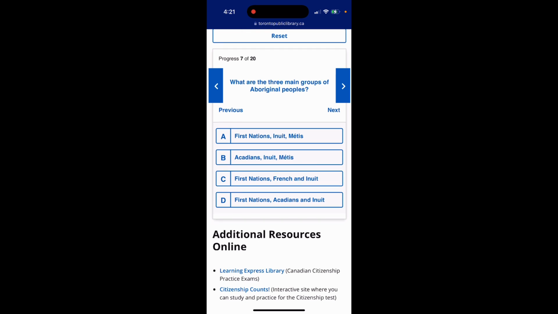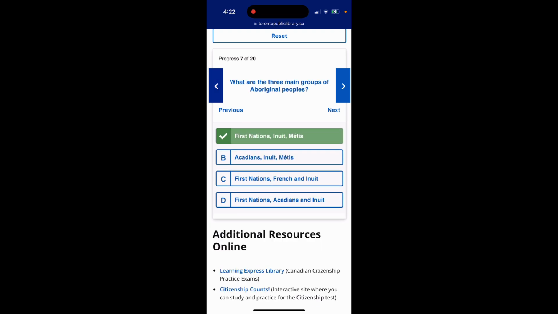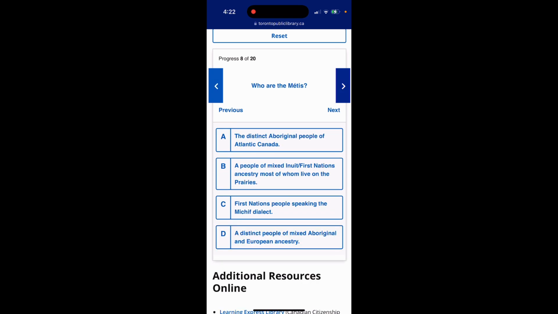Question 7. What are the 3 main groups of Aboriginal peoples? Option A, First Nations, Inuit, Métis. Option B, Acadians, Inuit, Métis. Option C, First Nations, French and Inuit. Option D, First Nations, Acadians and Inuit. The answer is option A, First Nations, Inuit, Métis.